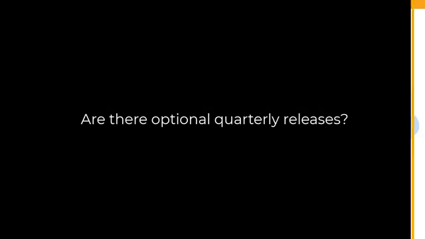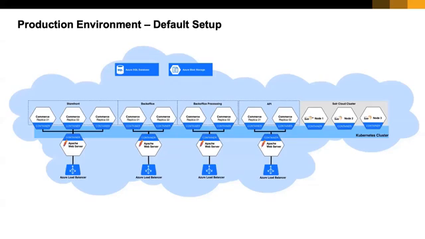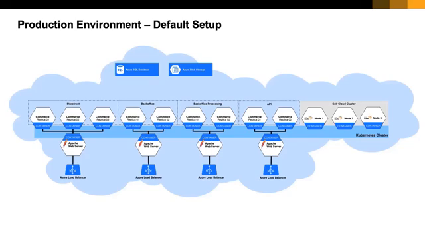SAP Commerce Cloud major releases are there, but are there still optional quarterly releases? No, the major releases are yearly. We don't have optional quarterly releases, but obviously there will be patch releases for the major releases. So how can a DB dump be taken? A DB dump can be taken by opening a ticket. We don't provide a feature for you to export DB dumps from CCV2.